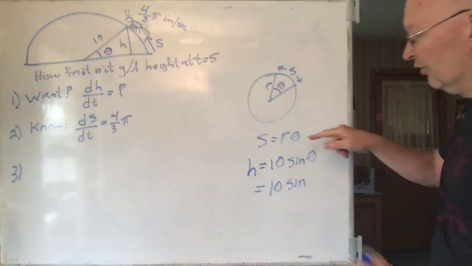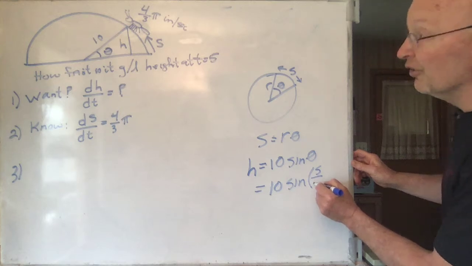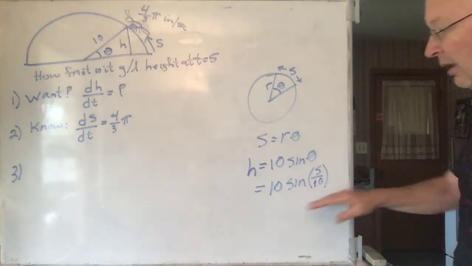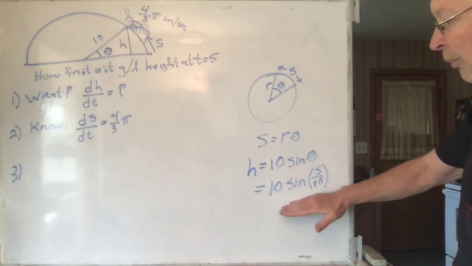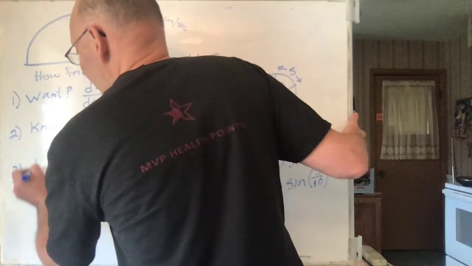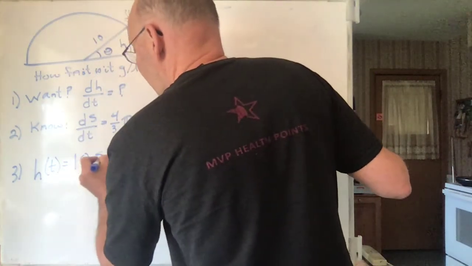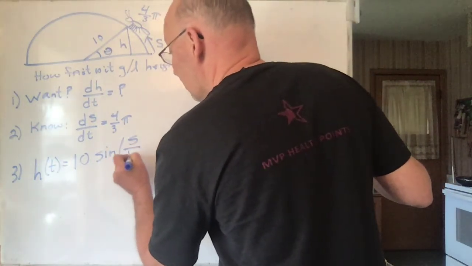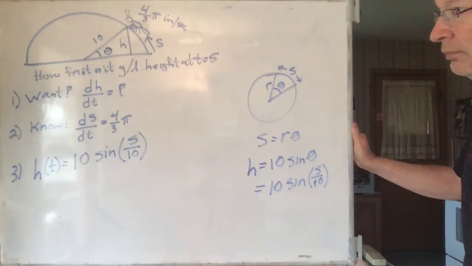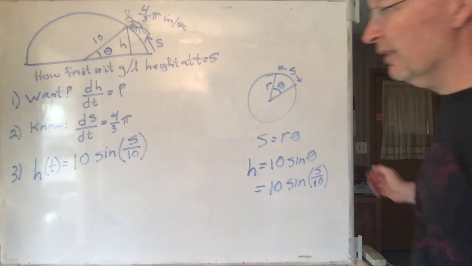theta is going to be equal to s over r. And r is just equal to 10, so s over 10. So there's a relationship right there, which you had to get by looking at these other two and putting them together. So here you have it. H of t is equal to 10 times the sine of s over 10. Okay, very good. So now that's the hard part. Now we can go ahead and take the derivative.